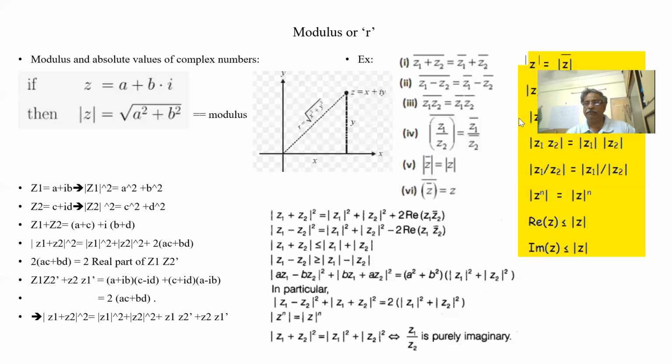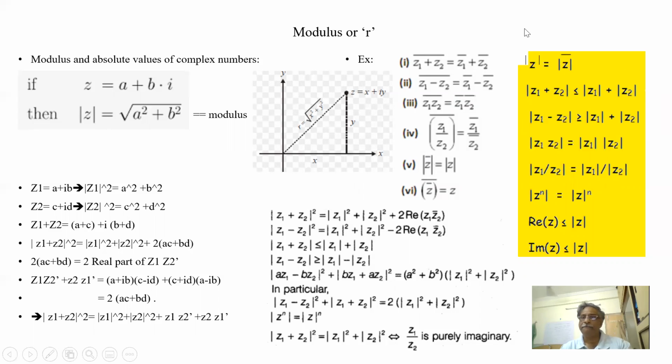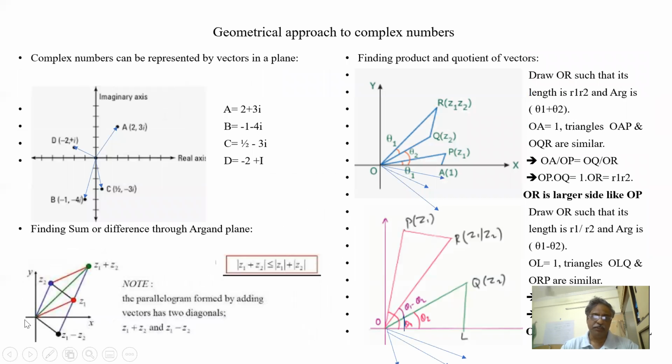Now let us see my absolute values. Mod of Z1 plus Z2 is less than or equal to mod Z1 plus mod Z2. We have just seen this also. This is Z1, this is Z2. In a triangle, the sum of the lengths of two sides is more than the third side. So the third side is Z1 plus Z2. The sum of two sides is more than the third, unless they are in the same line.